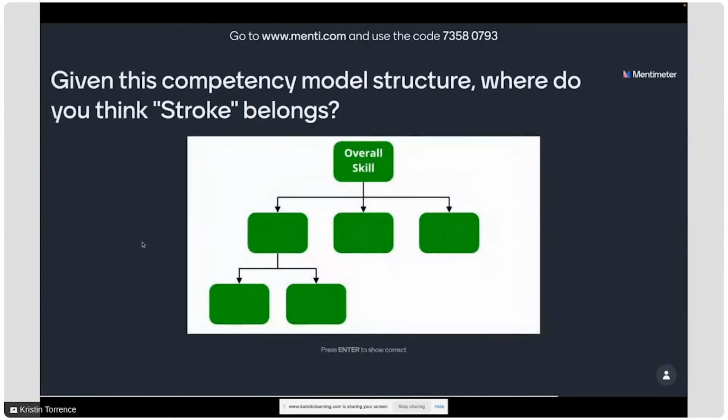Now, how about this one? Where do you think stroke belongs?